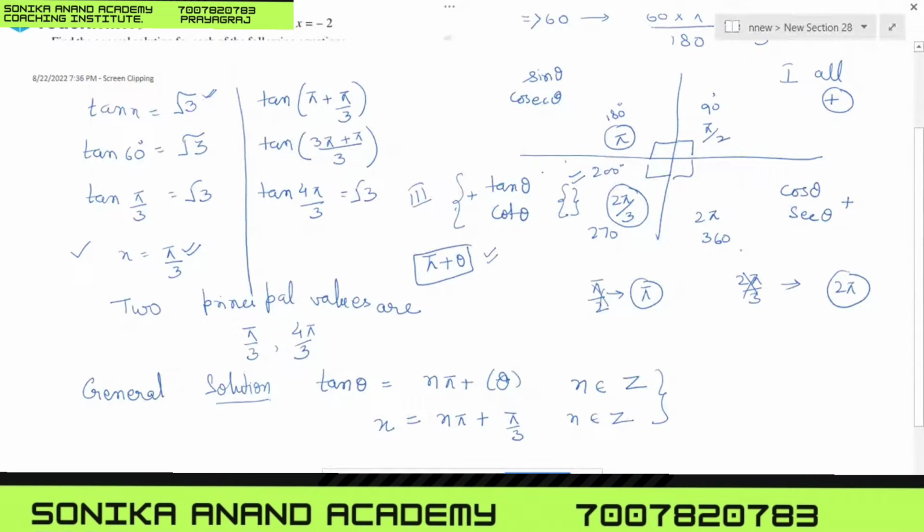Have you noted the answer? Ma'am, why are we taking only pi by 3? Why not 4 pi by 3? Because in the general solution we generally prefer the first one, the one in the first quadrant.